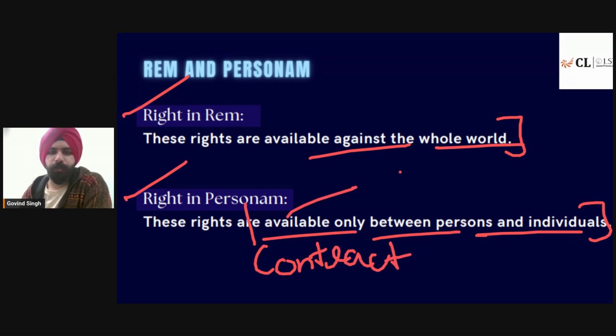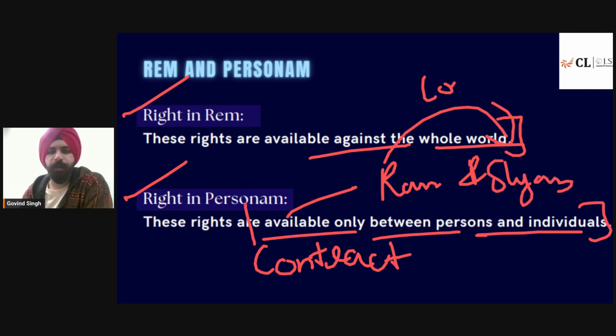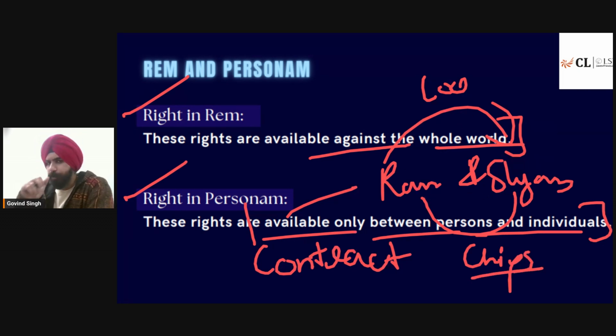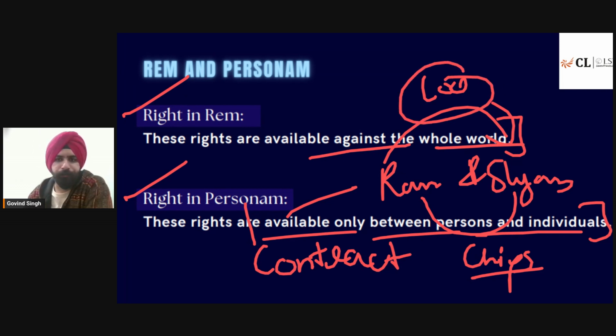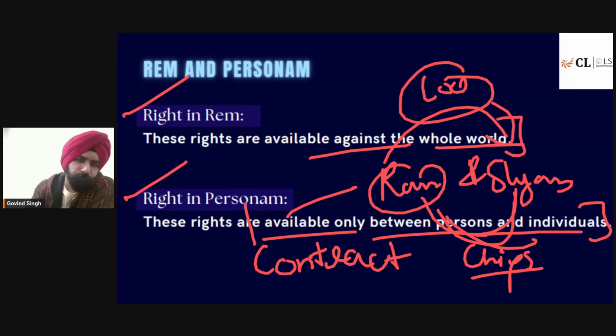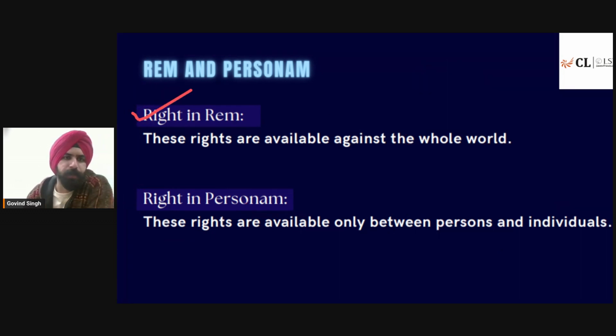Let's say Ram and Sham enter into a contract where Ram would pay Sham 100 rupees and Sham would give a packet of chips to Ram. This is a simple contract where they have rights and obligations against each other. Now, when Ram has paid 100 rupees to Sham, Ram has a right to take chips from Sham and vice versa, correct? But when you talk about right in rem, these are the rights which are available against the whole world.